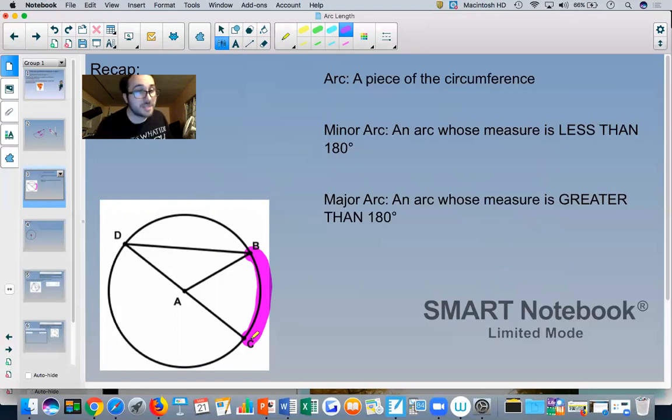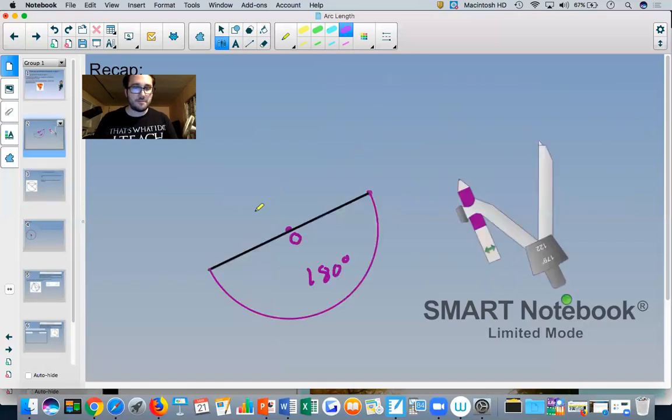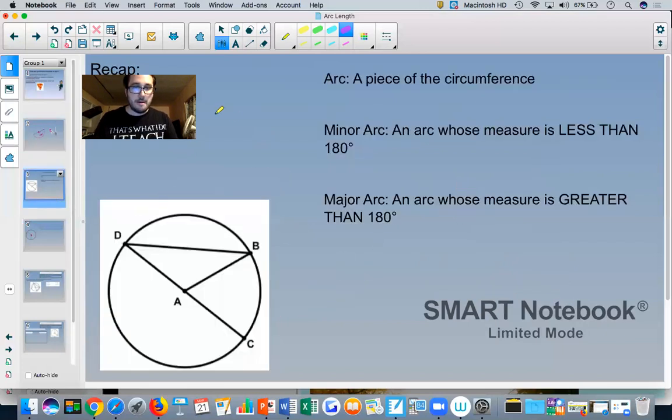Now we can be more specific with arcs, right? Arcs can be either minor or major. A minor arc is an arc whose measure is less than 180 degrees. Remember, measure talks about degree measure. So for example, if I said, what's the degree measure of a full circle?